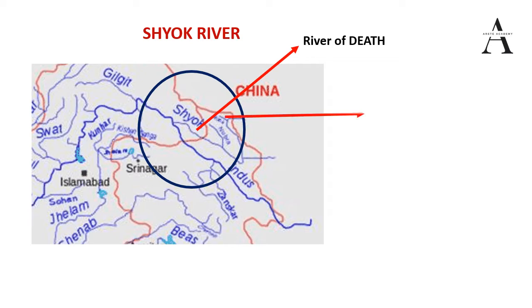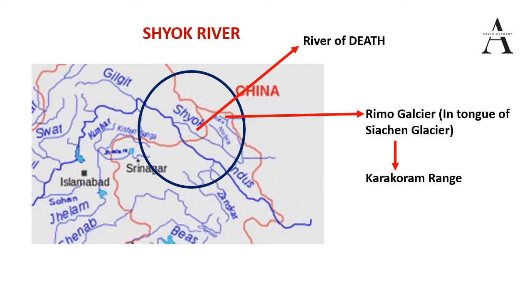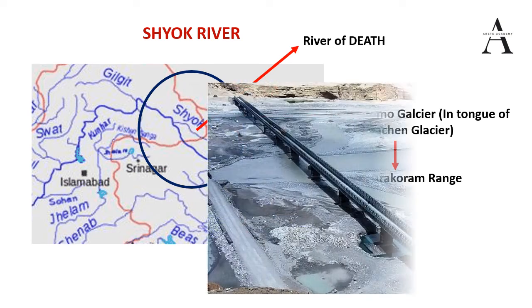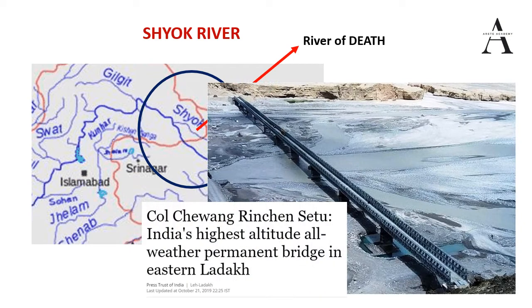The Shyok River originates from the Rimo Glacier, which is one of the tongues of Siachen Glacier, located in the Karakoram range. One important piece of information we should not miss is that in 2019, Colonel Chewang Rinchen Bridge was constructed over the Shyok River in Ladakh by BRO, linking Durbuk and Daulat Beg Oldie region, and it is called India's highest altitude all-weather permanent bridge in eastern Ladakh.